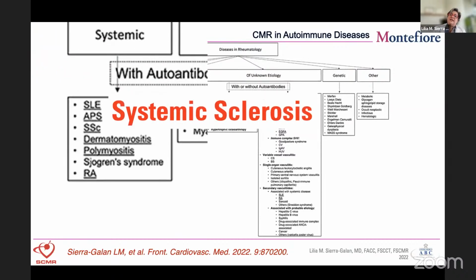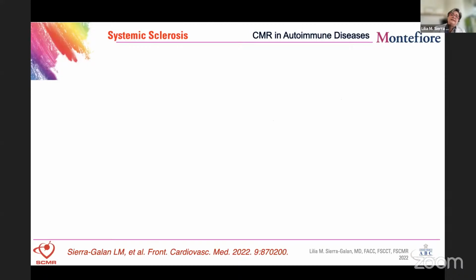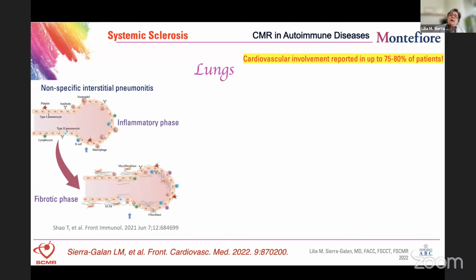Then let's talk about systemic sclerosis. I think that systemic sclerosis is the disease of this group that has been most broadly studied, and is the one that almost everyone recognizes has cardiovascular involvement, because it is reported in up to 75 to 80% of the patients. So what produces the systemic sclerosis in the cardiovascular system is in the lungs.